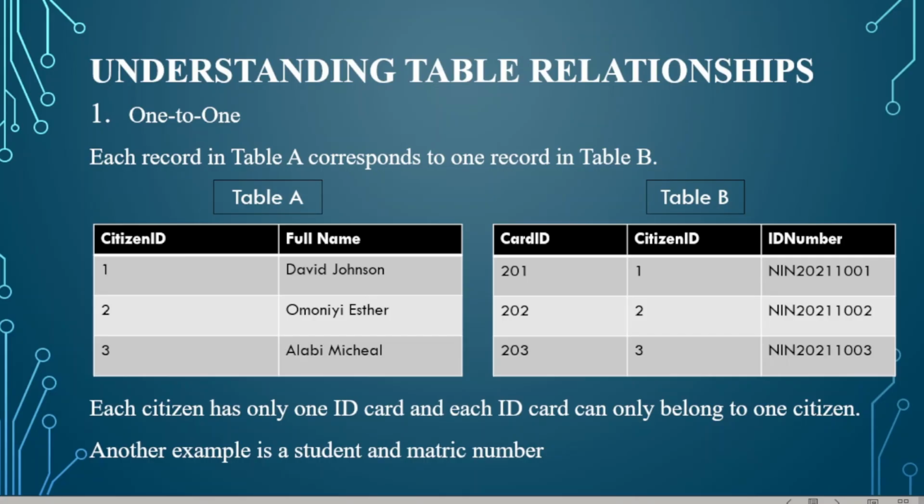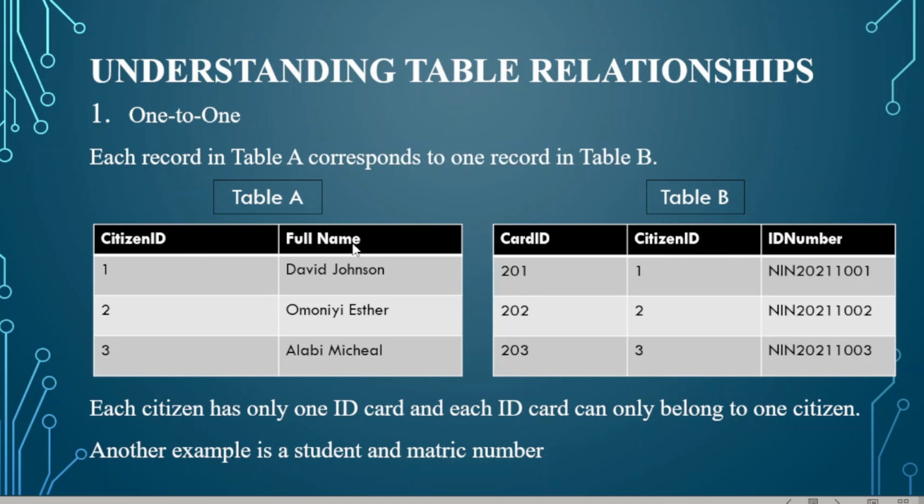First of all, let's talk about table relationships. We have three main table relationships, and the first one is one-to-one. In a one-to-one table relationship, each record in table A corresponds to one record in table B. And here we have two tables, table A and table B.